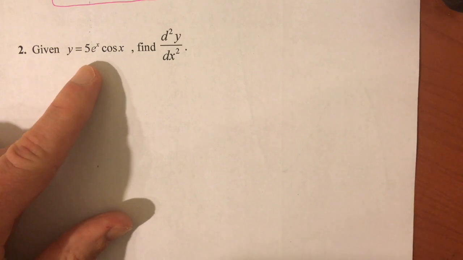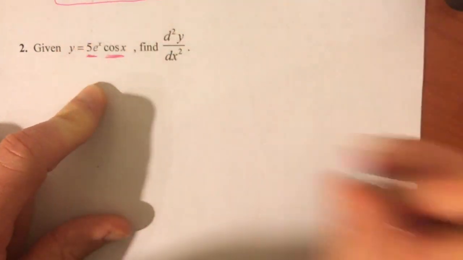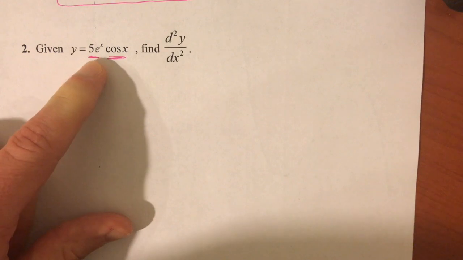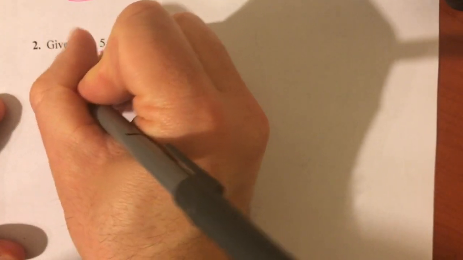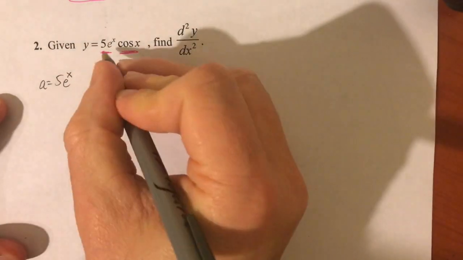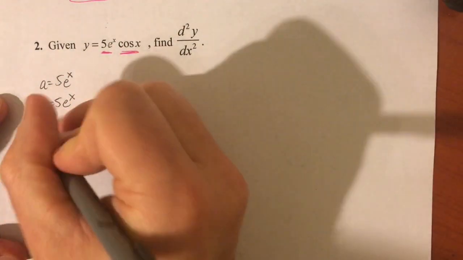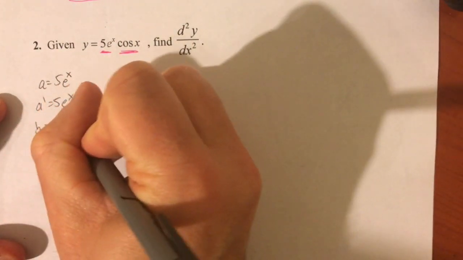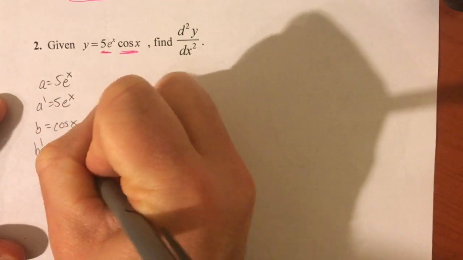Number 2, find the second derivative of this function. And notice this function is the product. That's 5e to the x times cosine of x, so that requires the product rule to get that first derivative. So be careful here, organize, or if you're doing it mentally, just don't make a silly mistake. A is 5e to the x, a prime is 5e to the x. B is cosine of x, b prime is negative sine of x.